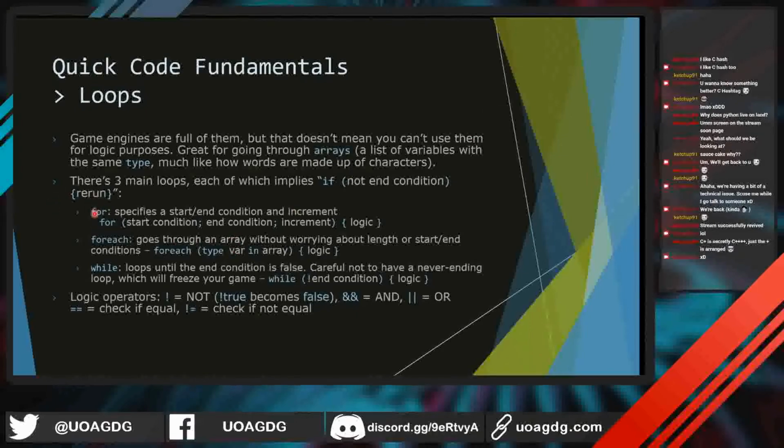There's the for, foreach and while loops. Those are 3 loops. And to implement the logic, use these logic operators: not, and, or, check equal, and check not equal. These are all listed in the C# documentation on Microsoft's website.